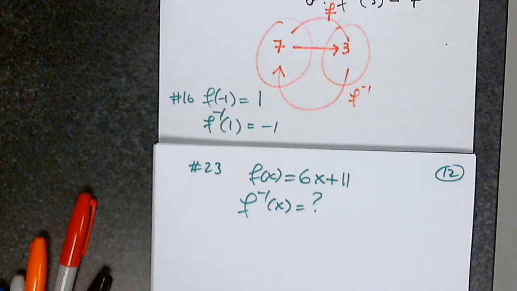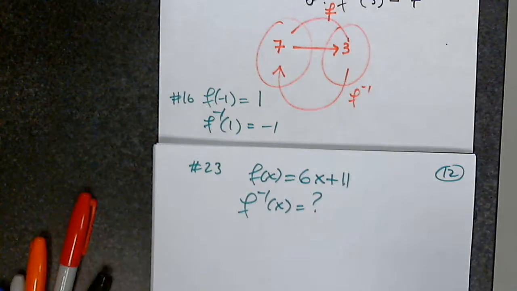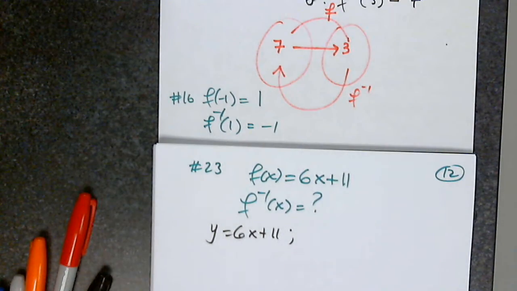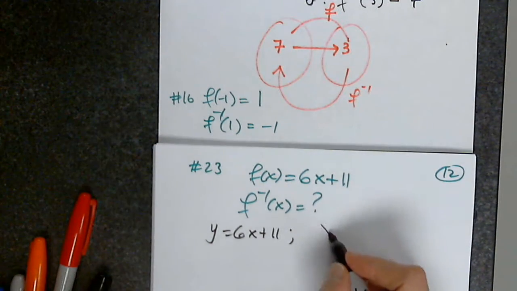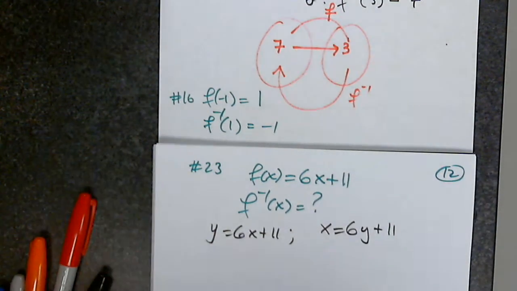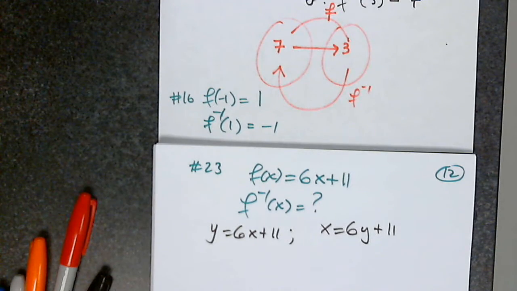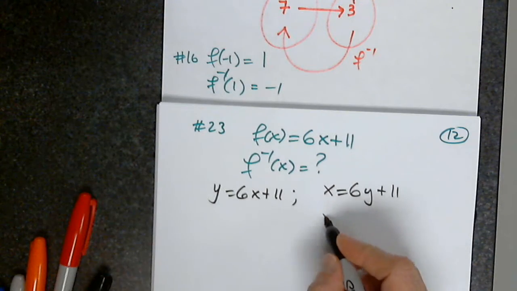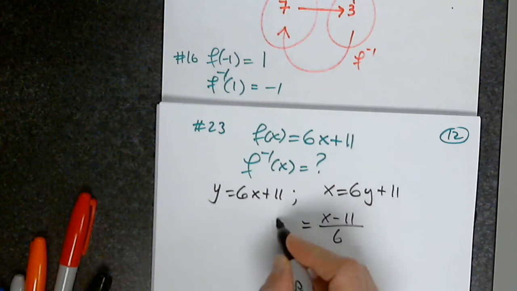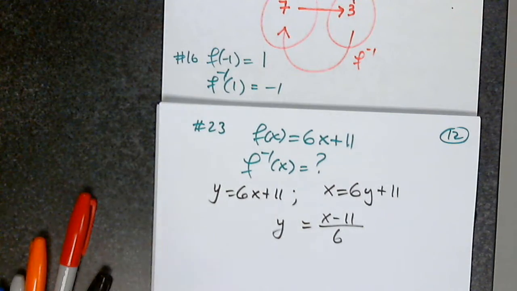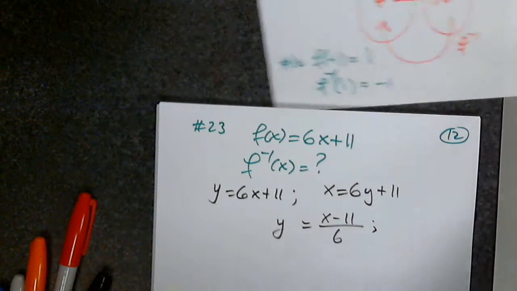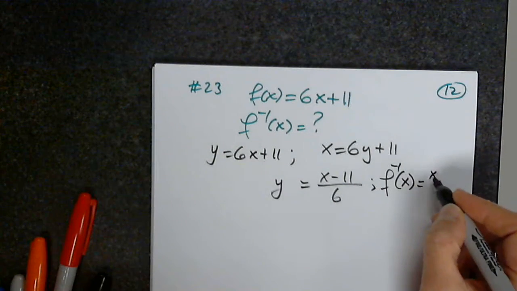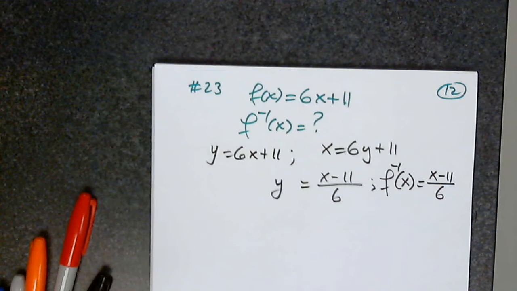What is the first step? Replace f of x by y. Good. So y equals 6x plus 11. Done. Interchange x and y. Good. X equals 6y plus 11. And then solve for y. Good. How do I do that? X minus 11 divided by 6. Final step. Replace y by the notation f inverse. That's it. Done.